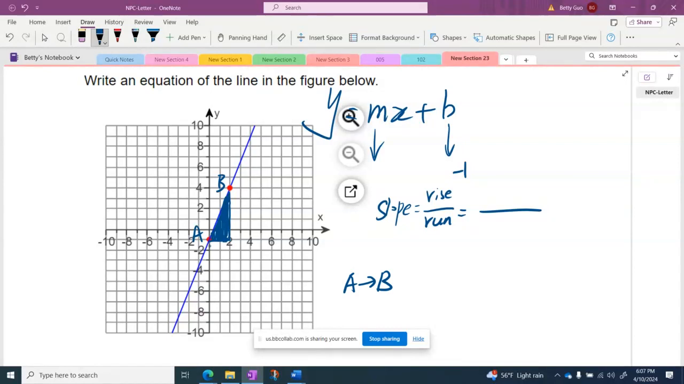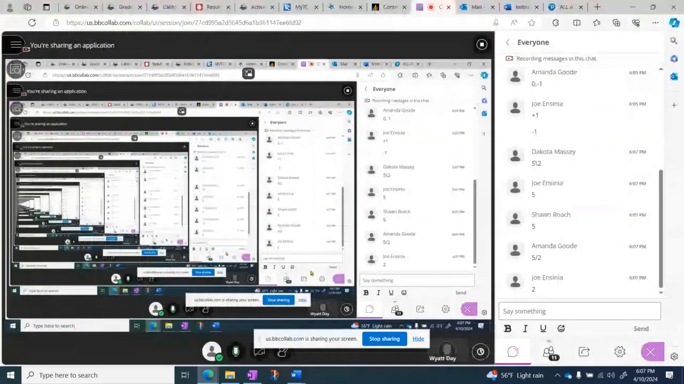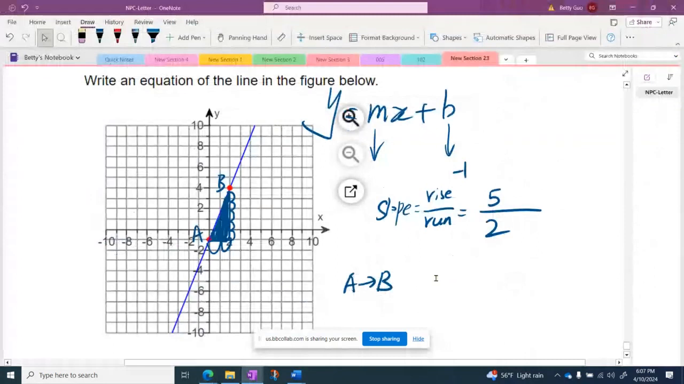Let's see how many units from A to B vertically. So we have 1, 2, 3, 4, 5. Rise is a positive 5. That's what I see. And then run from A to B is also positive because from left to the right. So 1, 2. So the slope I found is 5 over 2. Let's see if you have the same thing. Exactly. Very good. 5 over 2. Rise over run is the slope.